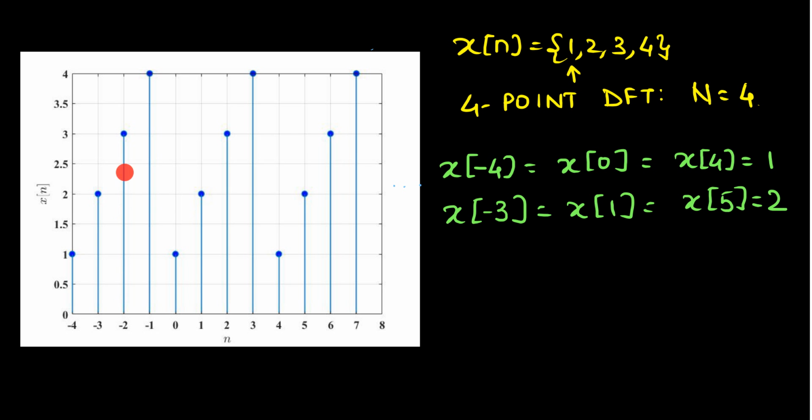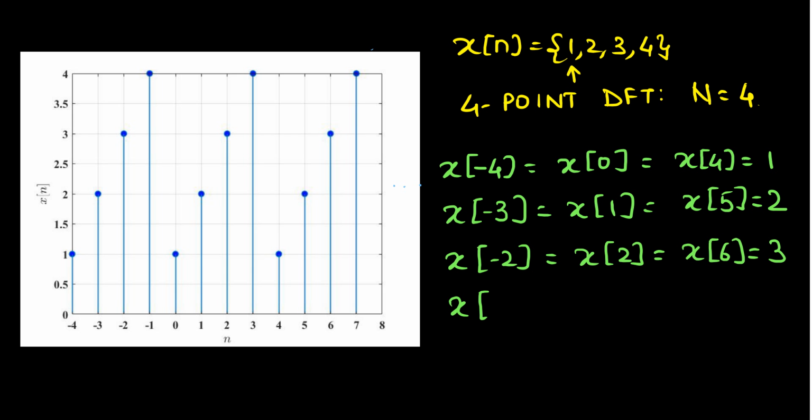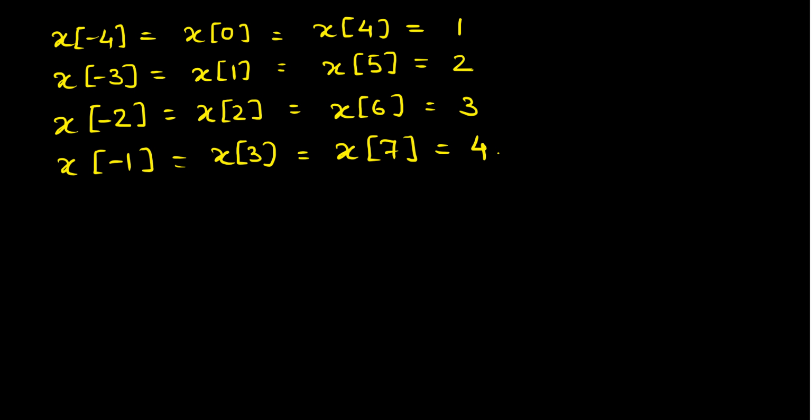Similarly, we have x of minus 2 is equal to x of 2 is equal to x of 6, which is equal to 3, and similarly we have x of minus 1 is equal to x of 3 is equal to x of 7, which is equal to 4. So we have these cases here.